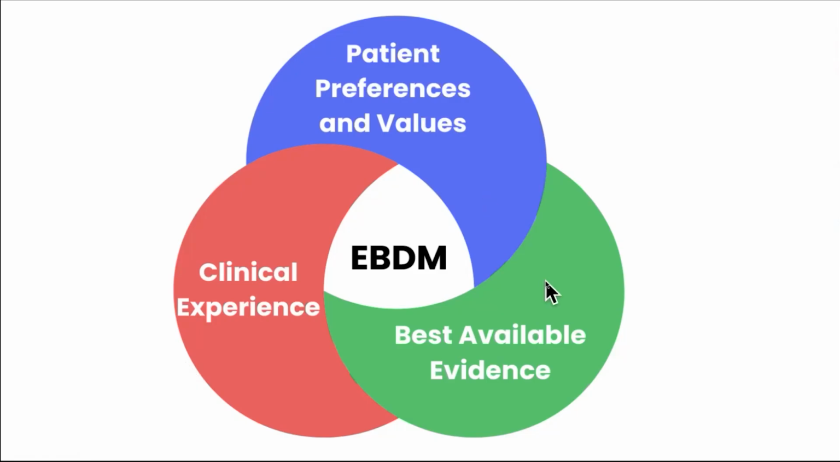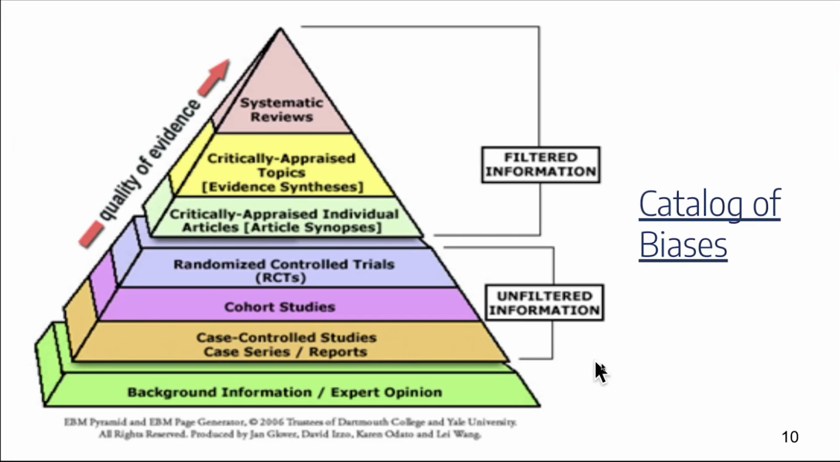So this is just a nice little Venn diagram. Evidence-based decision-making started as evidence-based medicine, but has really expanded to all areas of healthcare. I tend to use evidence-based decision-making, but it is when you're making that decision, how are you coming to your conclusion, to your recommendation? You really want to be taking these three different components into consideration. So the best available evidence is really tied to the evidence pyramid.